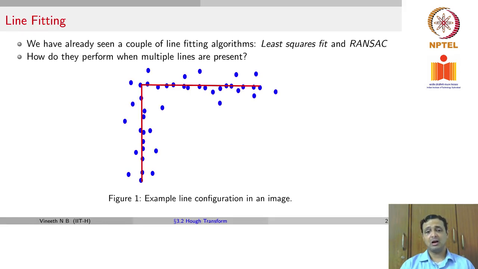We've already seen a couple of line fitting methods. We saw least squares fit, and then we saw RANSAC. The question that we're going to ask now is, what do you do if there are multiple lines placed in a particular orientation or placed in a particular configuration in an image? It could be multiple lines, it could be a polygon, it could be a circle. Then how do you deal with fitting a shape onto the set of data points that you have? And that's what we're going to talk about now when we go to Hough transform.